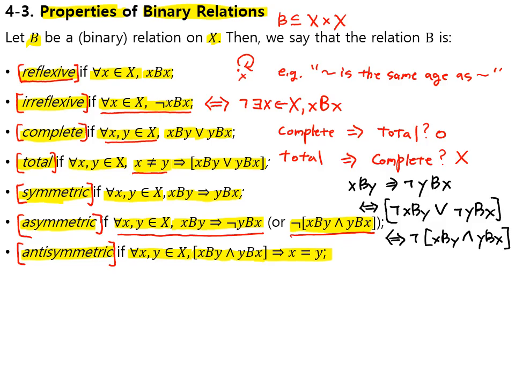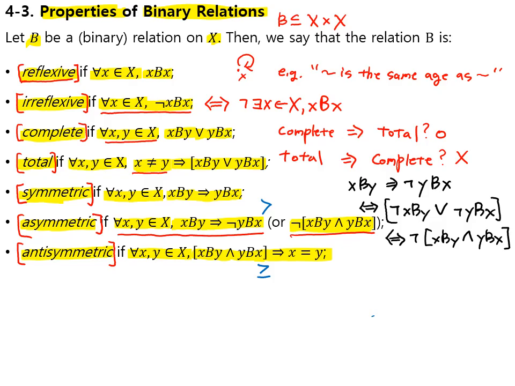So in real numbers, usually the relation that is asymmetric in the real number system is greater than. So if x is greater than y, then this implies that y is not greater than x. And an anti-symmetric relation in the real number system is greater or equal than, right?